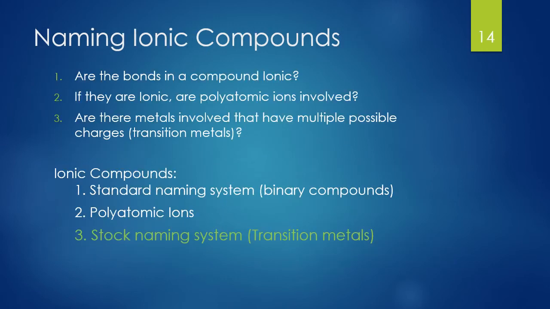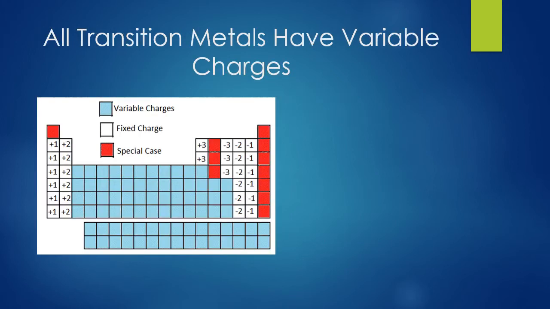Now it's time to look at the last type of ionic naming compounds. So it's the stock naming system, and this is with transition metals. So far, all of the examples that we've looked at have been with main group metals. We've been using alkali metals, alkaline earth metals, and aluminum. Now we're going to look at the D block, the transition metals. So all of those numbers in blue, all of those elements in blue.